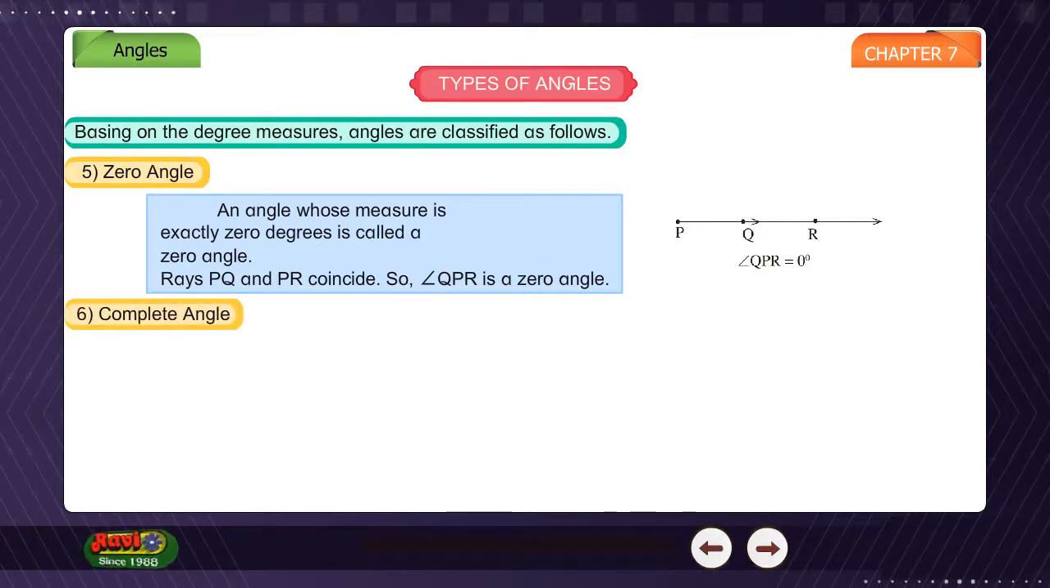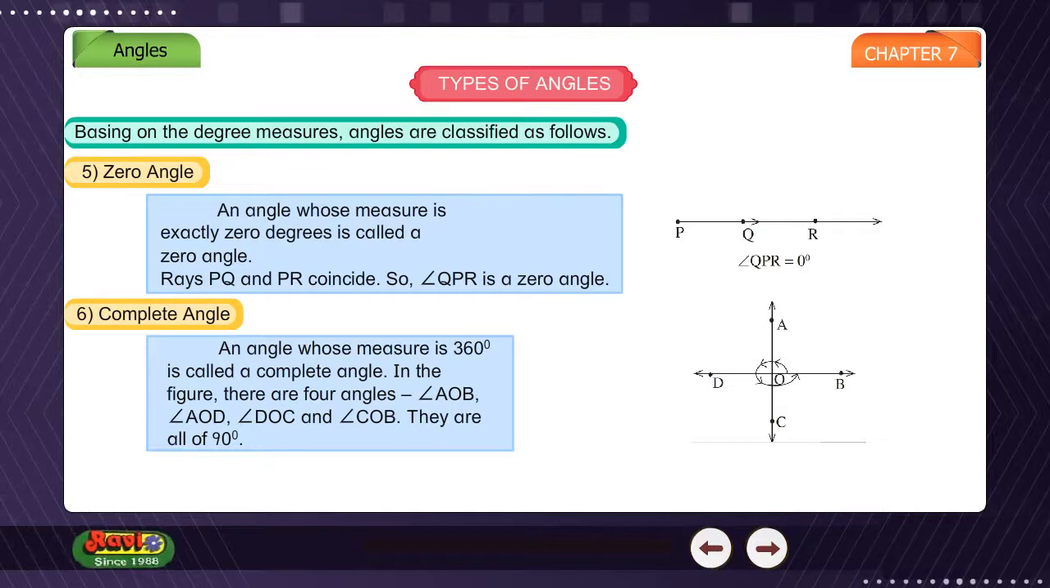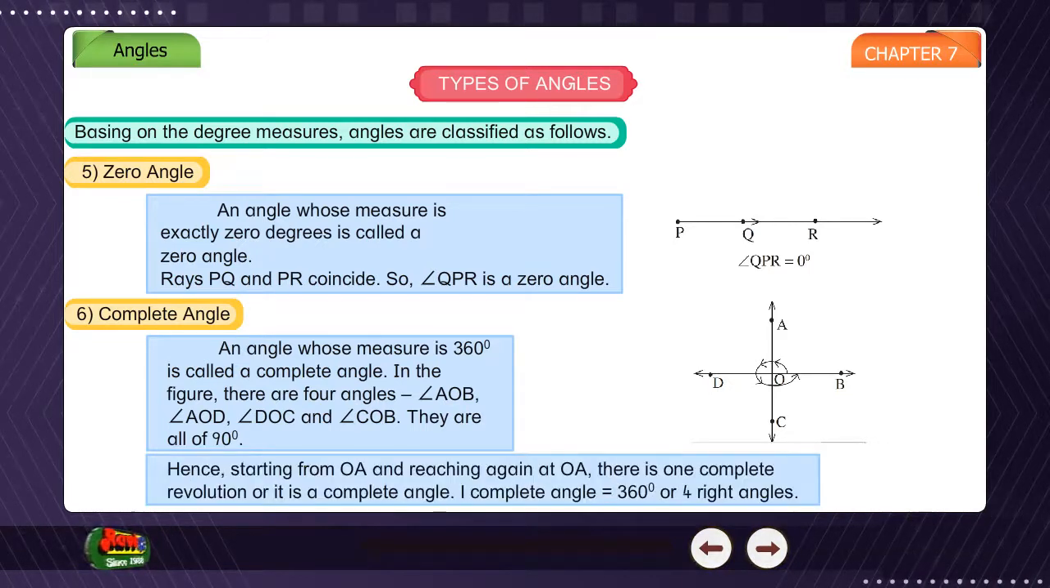6. Complete angle. An angle whose measure is 360° is called a complete angle. In the figure, there are 4 angles: angle AOB, angle AOD, angle DOC and angle COB. They are all of 90°. Hence, starting from OA and reaching again at OA, there is one complete revolution, or it is a complete angle. One complete angle is equal to 360° or 4 right angles.